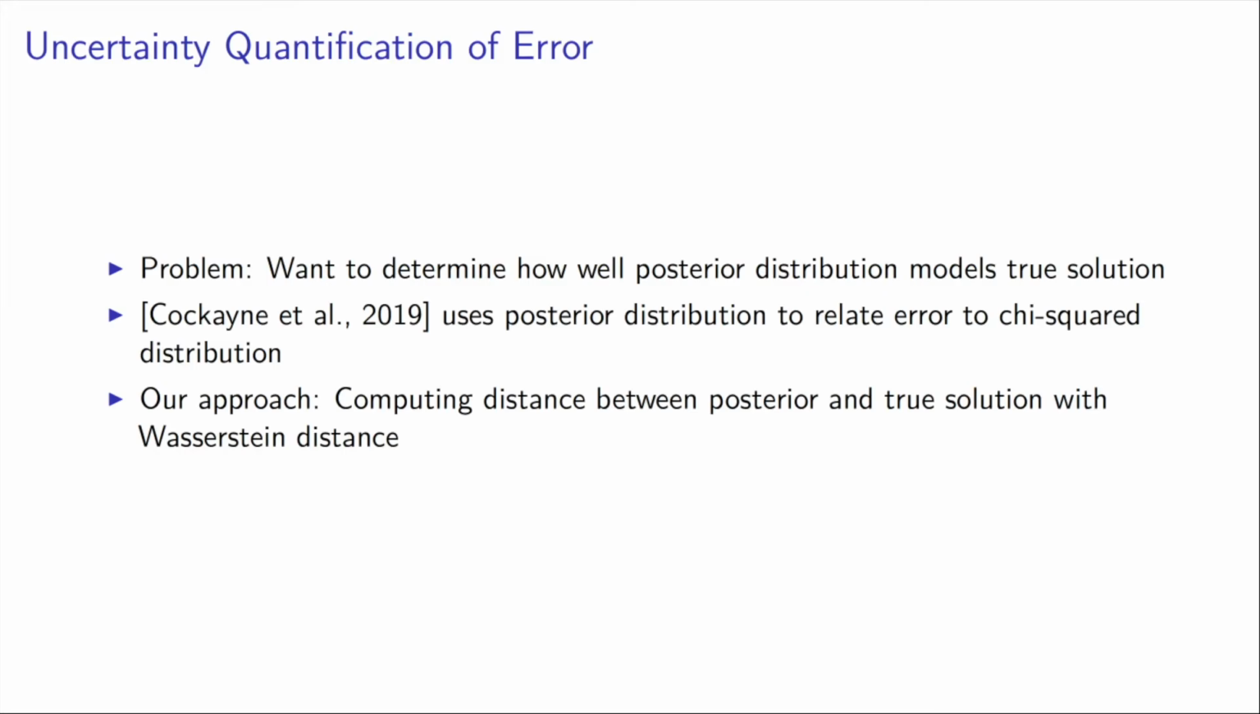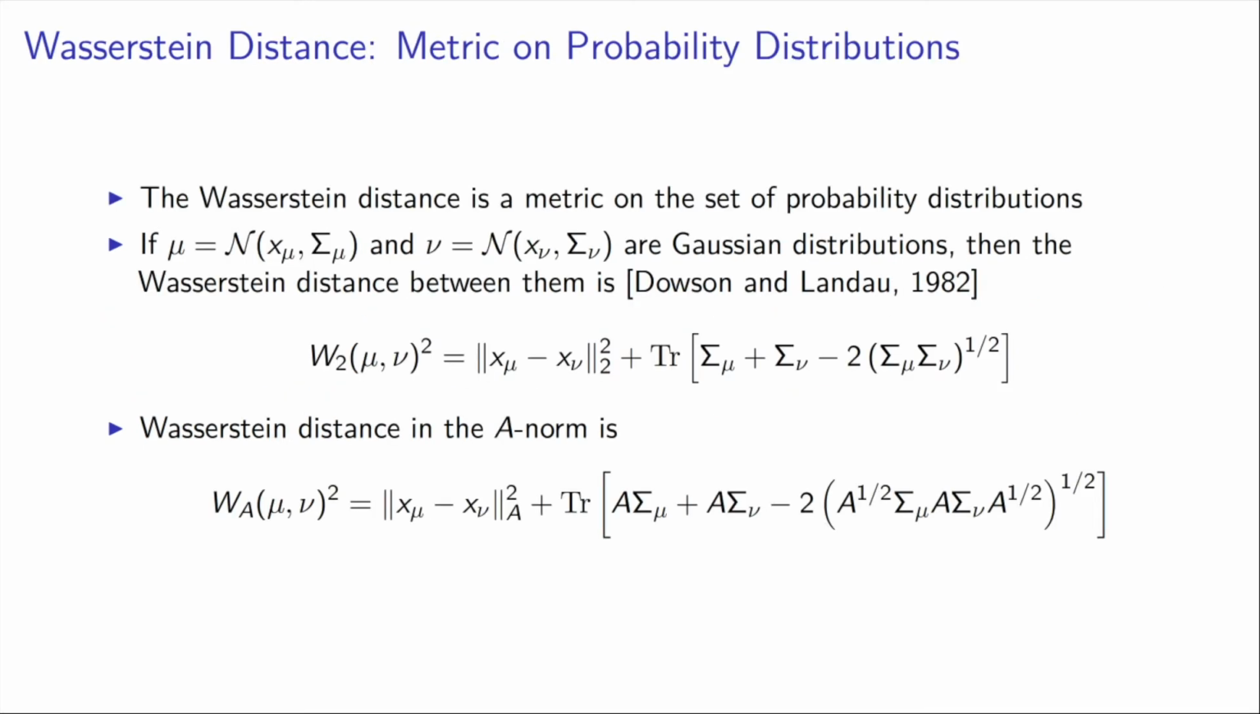Now I'm going to talk about uncertainty quantification for the error. What we want to do is determine how well the posterior distribution models the true solution. In the paper that originally presented BayesCG, the posterior distribution is used to relate the error to a chi-squared distribution. Our approach in this talk is to compute the distance between the posterior distribution and the true solution with the Wasserstein distance. The Wasserstein distance is a metric on a set of probability distributions.